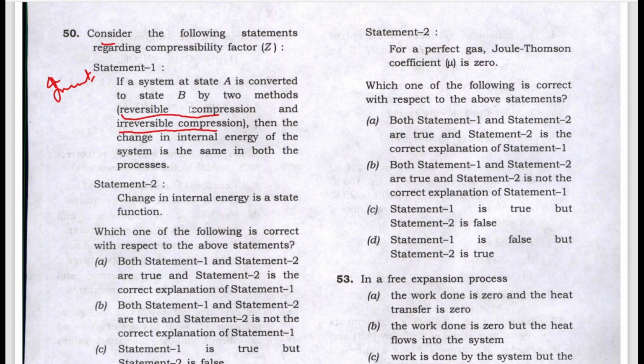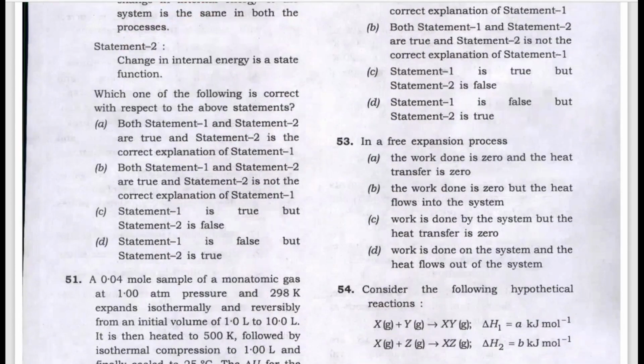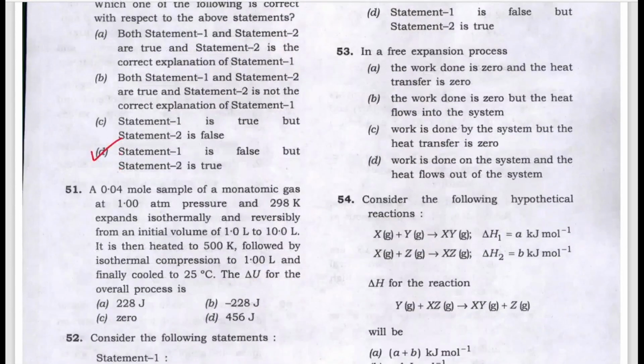It depends on the work, and it also depends on other conditions like temperature, heat, pressure, etc. So in both cases, internal energy will not be the same, it will be different. So this statement is incorrect. In the second case, change in internal energy is a state function. This is a correct statement. Internal energy is a state function. So the first statement is false and the second statement is correct. So D is the correct answer in this question.